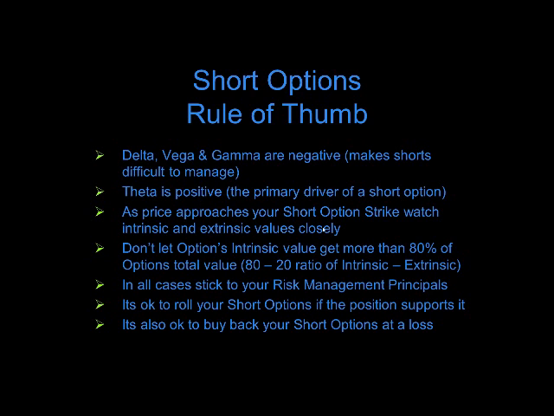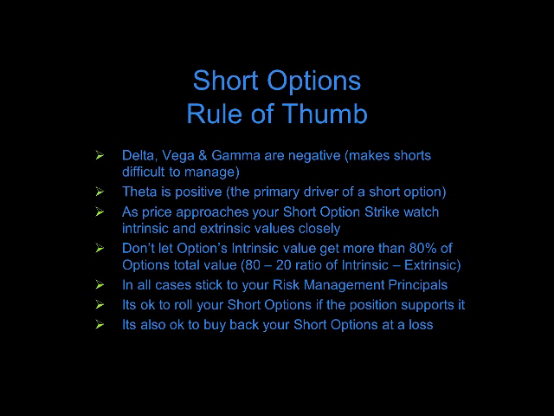As prices approach your short option strike, you've got to watch intrinsic and extrinsic value. That's what I use all the time when I'm making the determination of, do I close it down, do I roll it, or do I sit on it and wait? These things we're going to look at here. A rule of thumb that I use: don't let the option's intrinsic value get more than 80% of the option's total value. All right. I'll show you an example of what I mean by this.